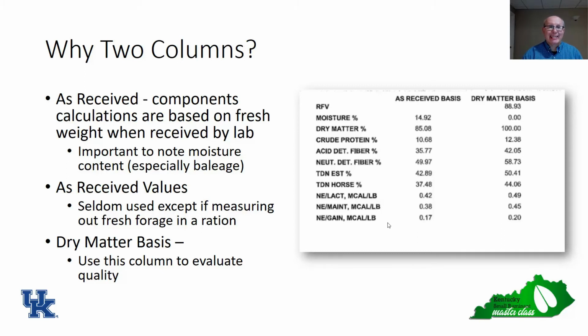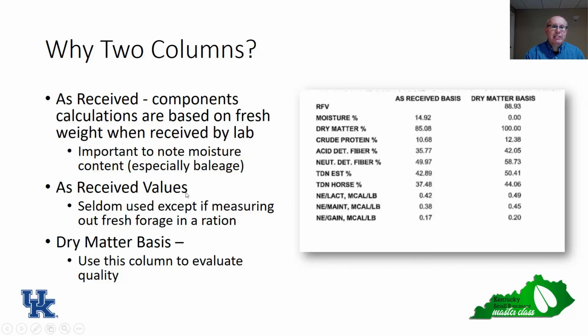One of the first questions I get is, why do we have two columns in the data? Well, you'll notice the columns are titled as received and dry matter basis. The as received is where the component calculations are based on fresh weight when received by the lab. And it's important in this column to note the moisture content. That tells you a lot about the hay as it was sampled and sent to the lab. If that were to be above 20 and you know it's a hay sample, then you know that that hay when sampled was fairly wet. If it's below 15, then you know it's dry enough to be what we would call stable.